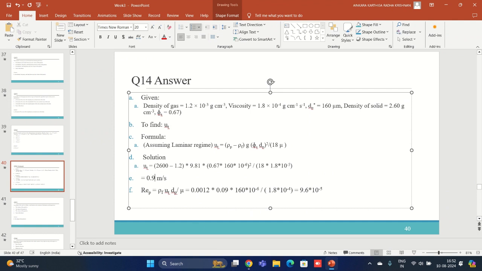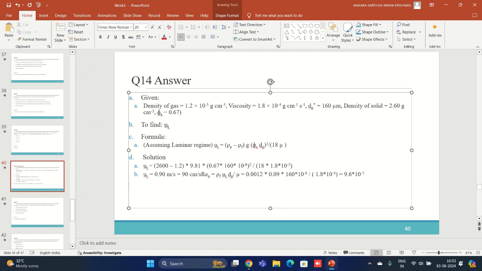It is 0.90 meter per second. In centimeter per second, it is 90 centimeter per second. Since we have made an assumption, we need to verify our assumption, so we are calculating the Reynolds number.